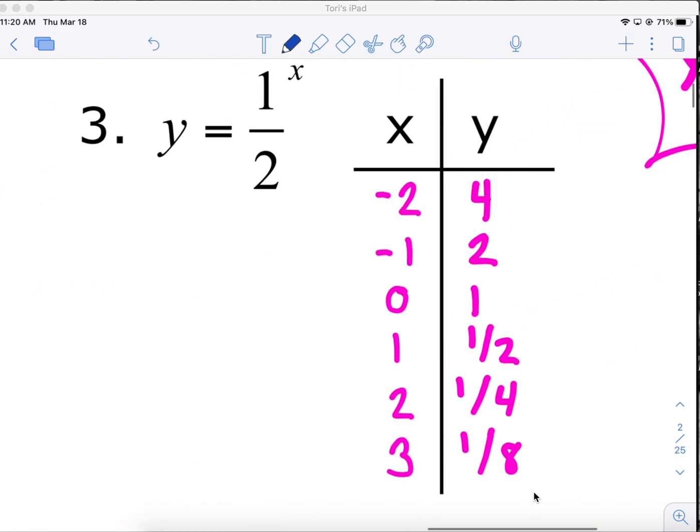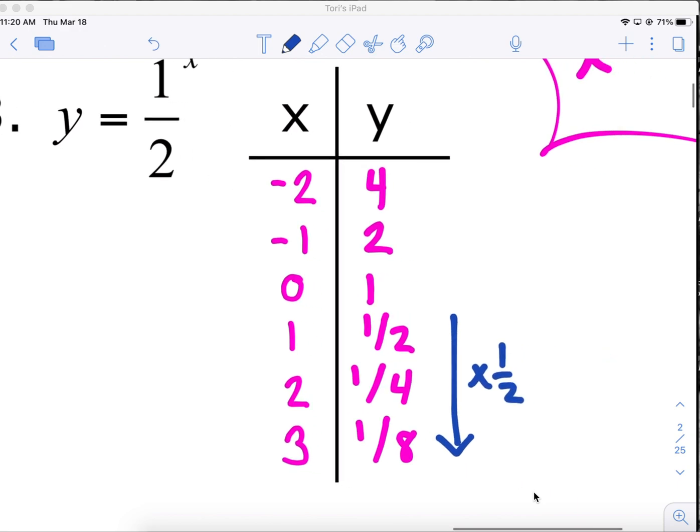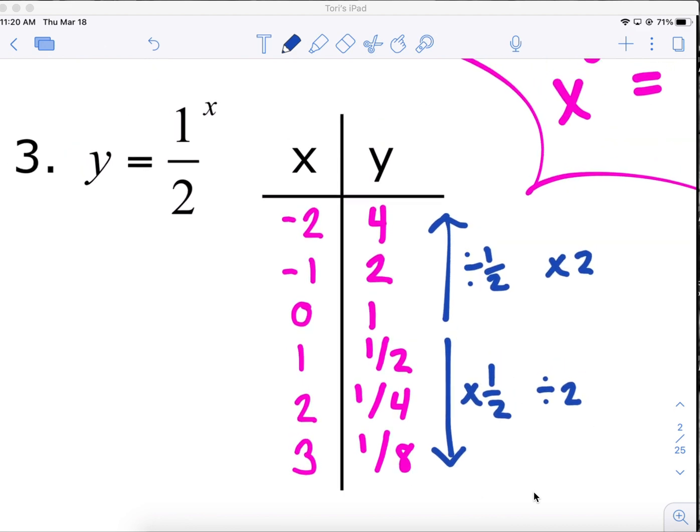Looking on this one, you'll notice this way, I'm using that multiply rate. I'm multiplying by 1/2, which happens to be the same thing as dividing by 2. So if I go this way, I'm dividing by 1/2, which happens to be the same as multiplying by 2. Try to wrap your brain around that real quick.